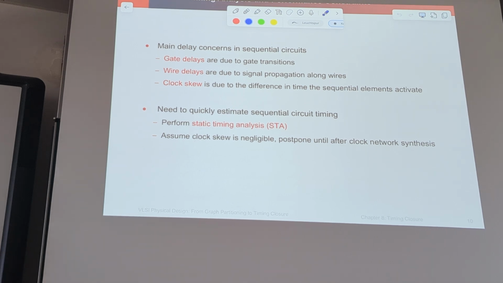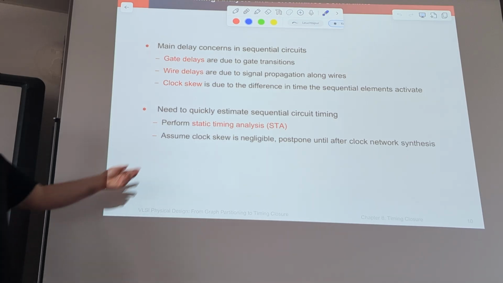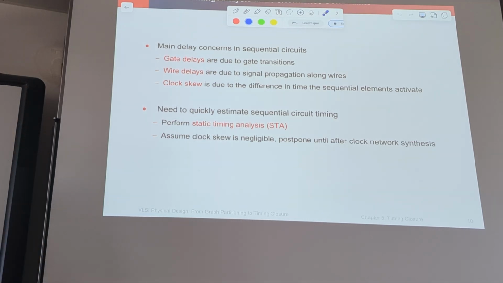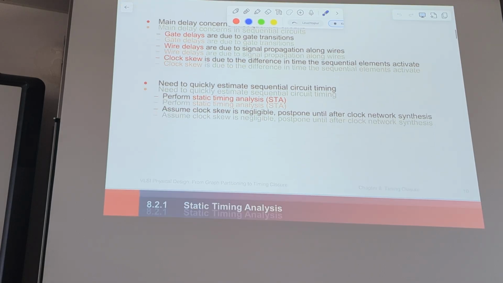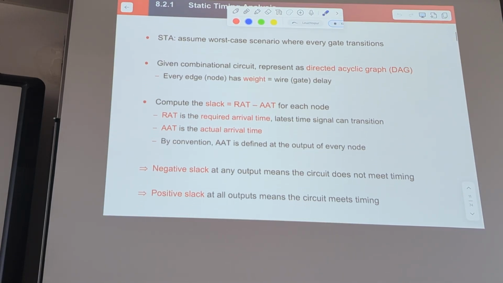So that is what you want to handle, and the tool to do that is static timing analysis. So how does that work? The first thing is we assume that every gate in the circuit works under worst case conditions. So we always want to figure out what is the latest possible, not the fast best case scenario, but the latest possible.